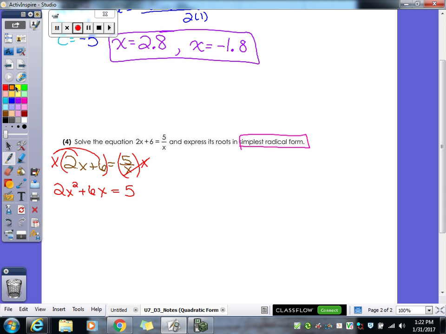Now we still have one last thing to do to get this in standard form. Who thinks they know what it is? Give you a hint. Something to do with the 5. We got to subtract it. We got to move it over to that other side. So 2x squared plus 6x minus 5 equals 0. Now we've got our standard form. We got everything on the left side. We got a 0 over on the right side.